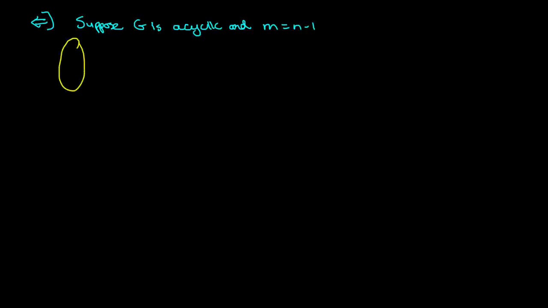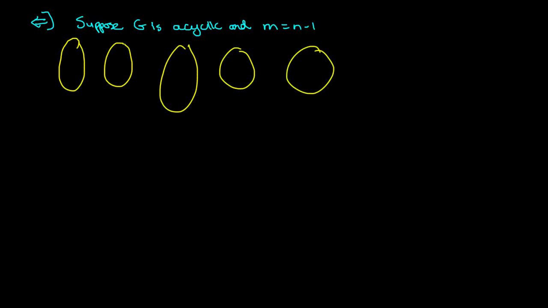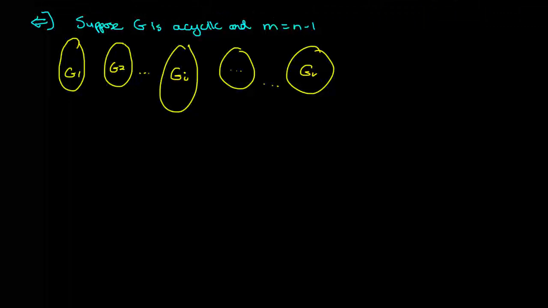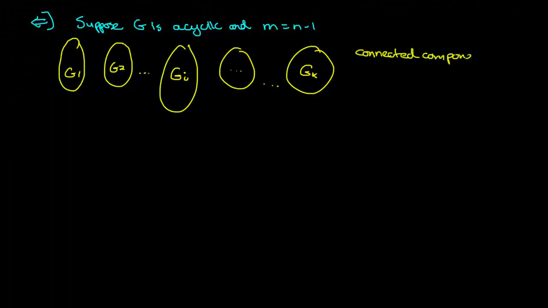I'm going to draw them as these blobs. They do not have to have the same size at all. A bunch of blobs. Maybe this one is G1 and G2, and then there's a bunch of them. I'll just call this one GI for some intermediate blob, and there's a bunch of them, and maybe we have K blobs. Let me write that more clearly. That's a K.